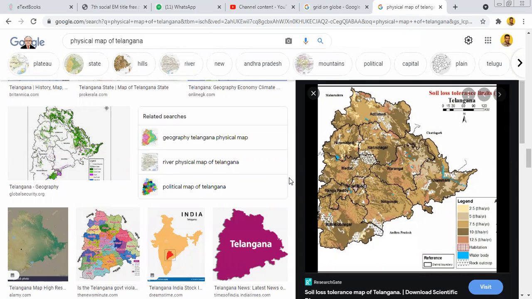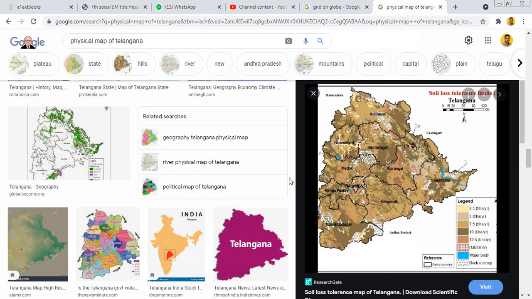To show the physical height of the places, we can show it with the help of shades and colors. Okay, so already we have seen the physical map of Telangana. So how they showed the heights of the places.